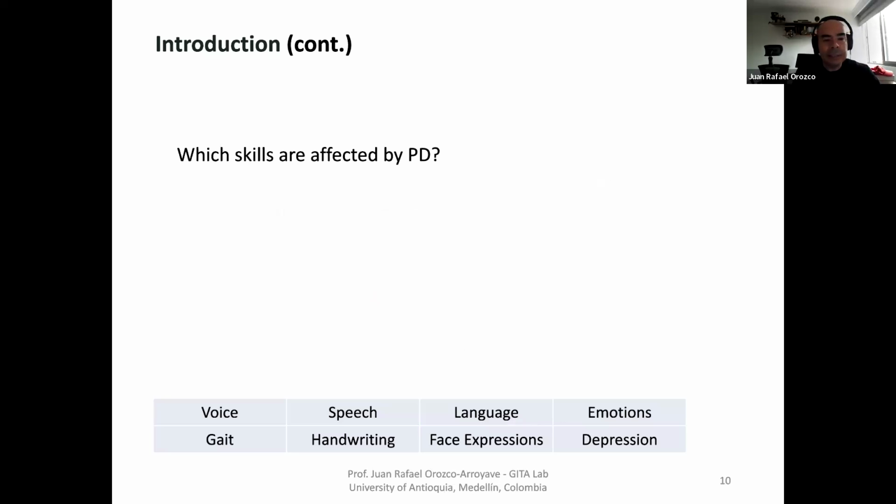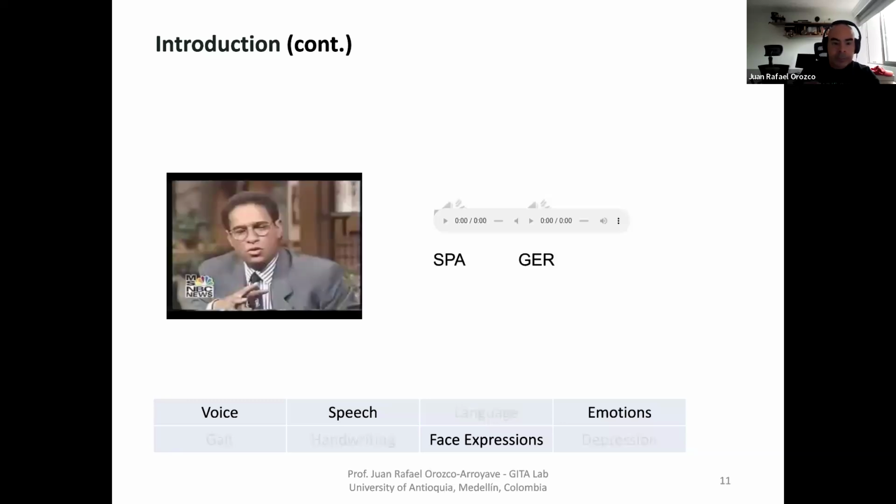Okay, now let's talk about specific skills that are affected by Parkinson's disease. I am showing here some examples of different skills: voice, gait, speech, handwriting, etc. So let me show you some examples.